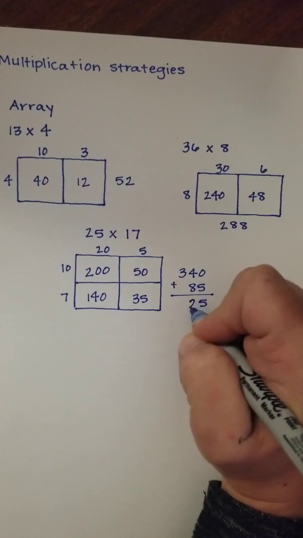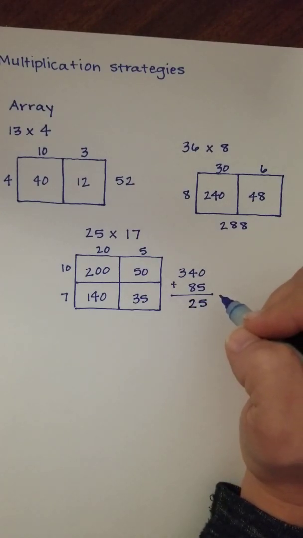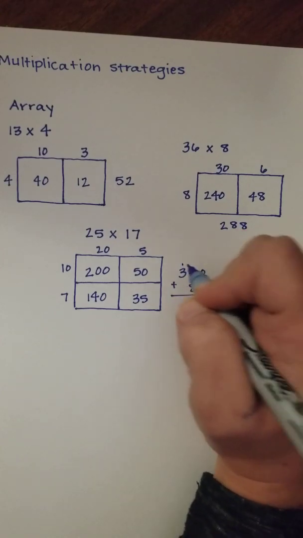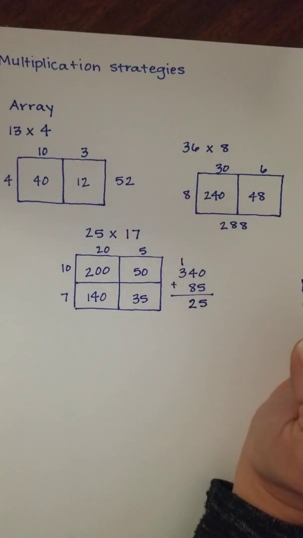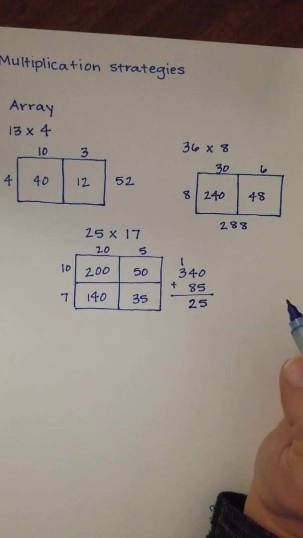I put the 2 here. I am in the tens column. So I bring the 1 up into the hundreds because that is a 100. And 3 plus 1 is 4.